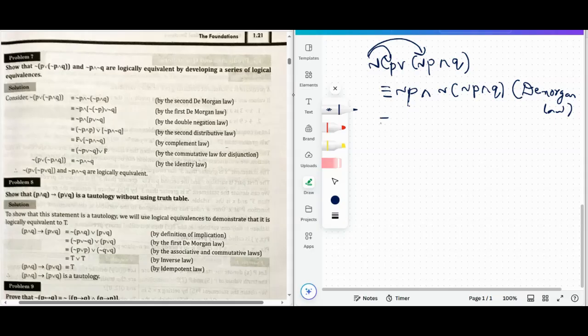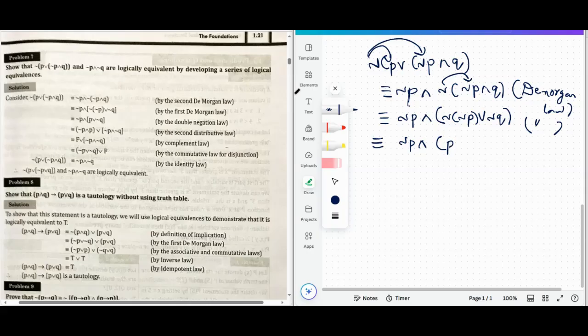Then the next one: it is logically equivalent to negation P, and again if you take this inside, it is negation of negation P, and we change the and to or, so here and will change to or, negation Q. Again we are using the same De Morgan's law, the second time. Then we have negation P, and negation of negation P is what?